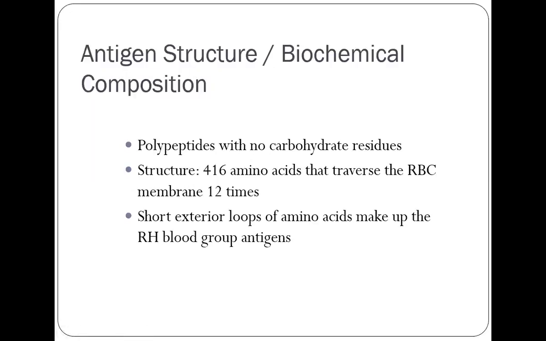Now, the antigen structure of the actual Rh system is that they are proteins, made up of 416 amino acids that traverse the red blood cell membrane about 12 times, and they display short loops of amino acids on the exterior. The short exterior loops of the amino acids are the ones that make up the Rh blood group antigens.